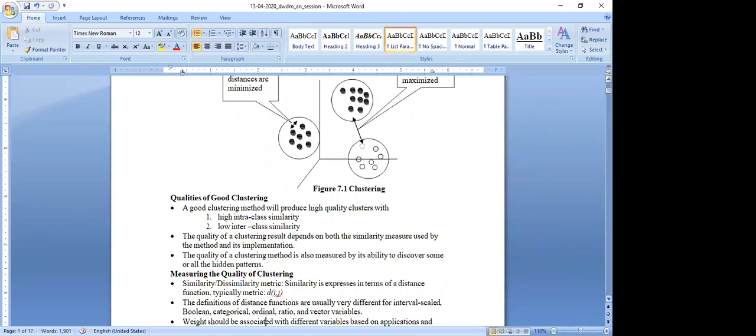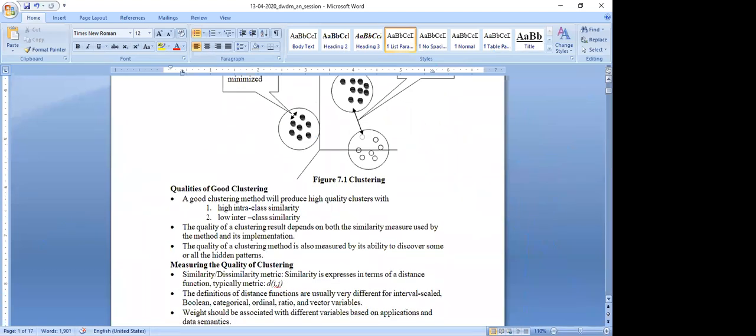Next, we can define the distance functions using different data types, like interval scale, boolean, categorical, ordinal, ratio, and vector variables. We should also assign weights to the different variables based upon the applications and the meanings given to them.